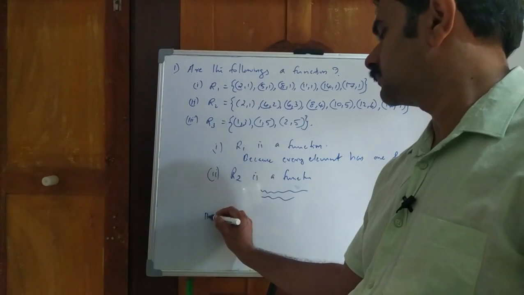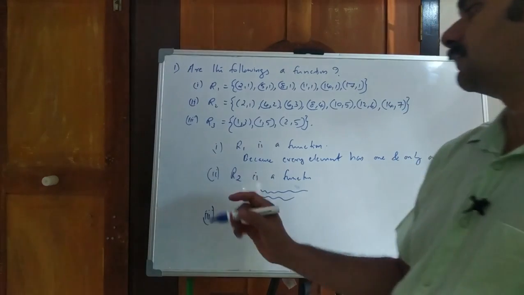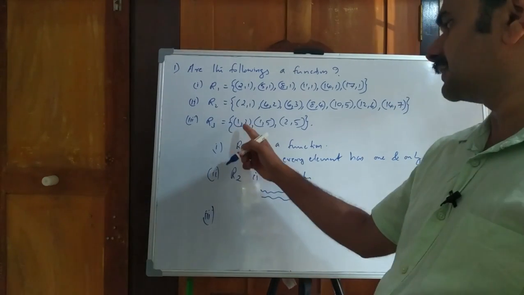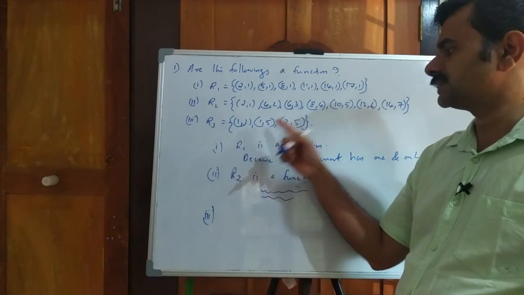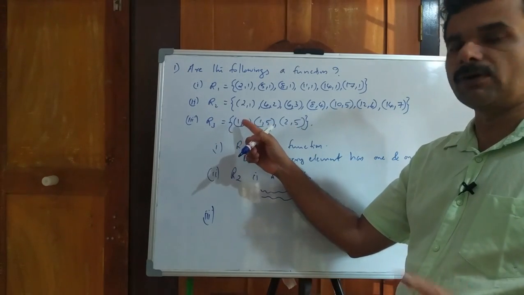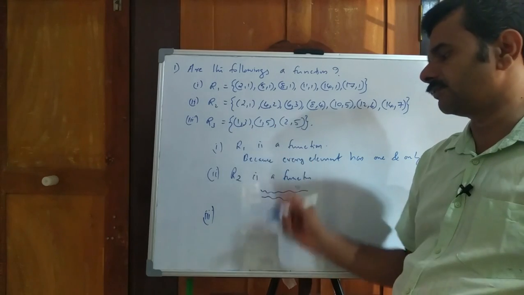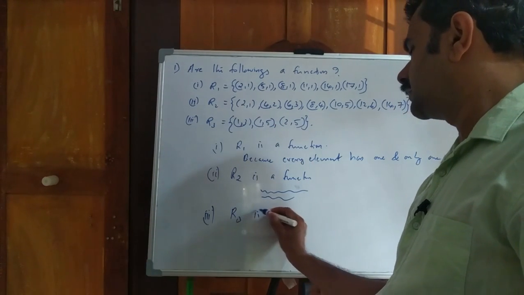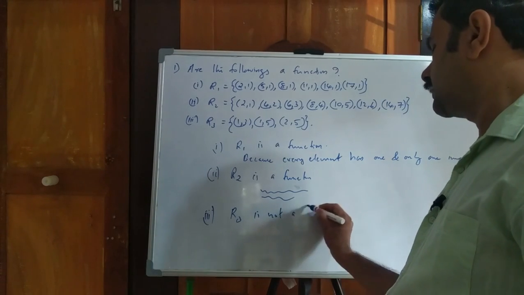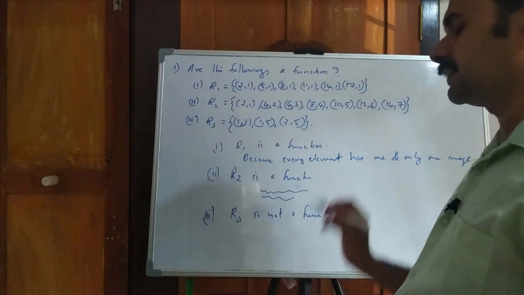Third one, R3. Is R3 a function? The image of 1 is 3. The image of 1 is 5. So 1 has more than one image, that is 3 and 5. Therefore, it is not a function. R3 is not a function.